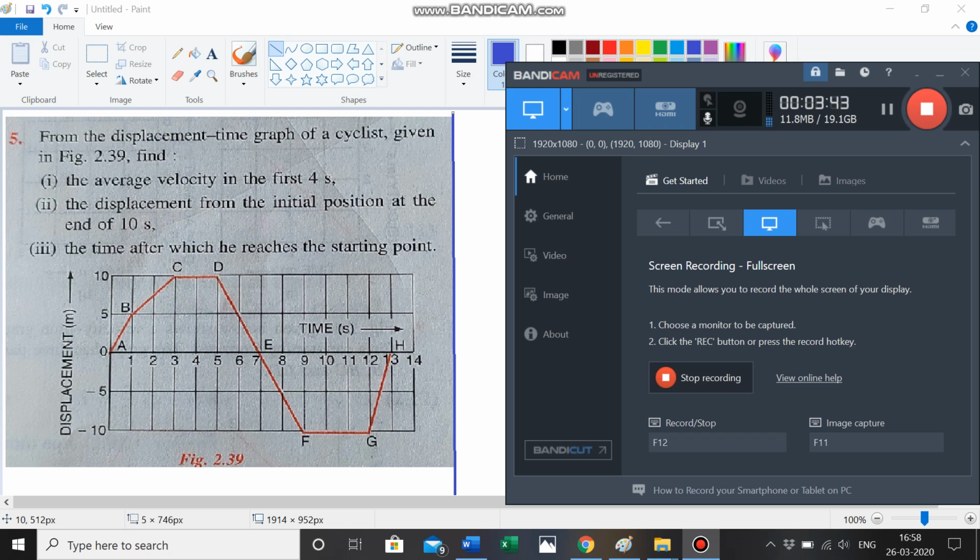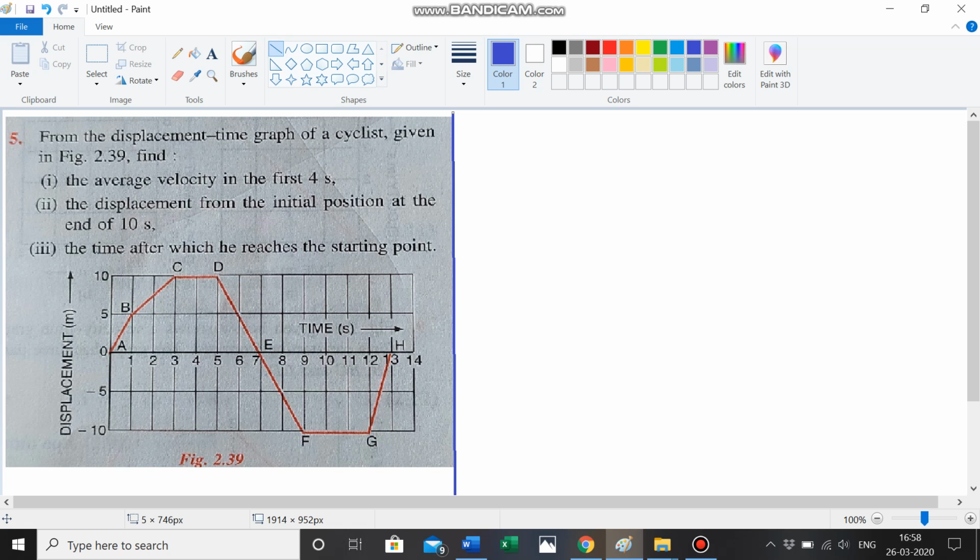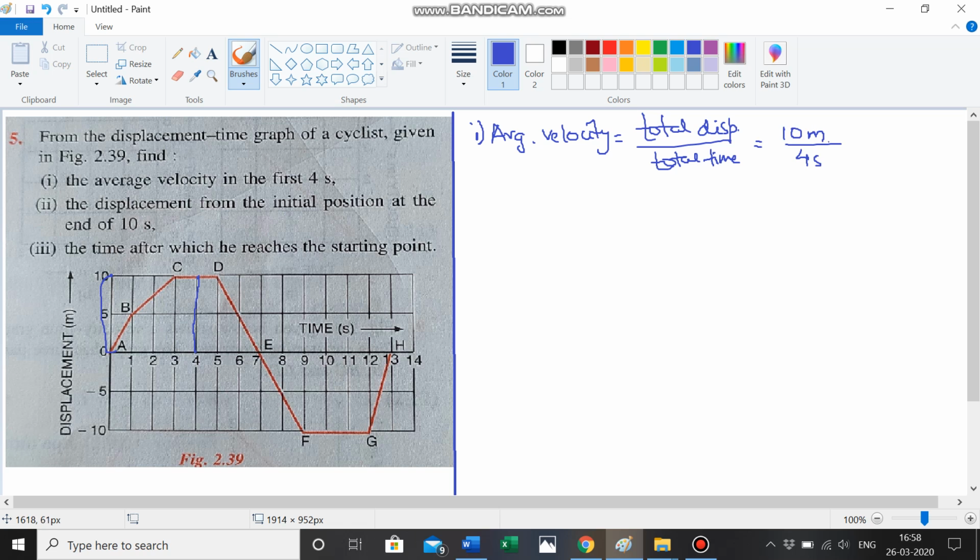So I'm on question number 5. Let's see the question. From the displacement time graph of the cyclist given, find the average velocity in the first 4 seconds. I know that the average velocity is equal to total displacement upon total time. In the first 4 seconds, the time given is 4 seconds. So let's see the total displacement. This is 4 seconds, so let's see where this graph meets. This is where the graph meets. So the displacement is 10 meter. So 10 meter upon 4 seconds is 2.5 meter per second.